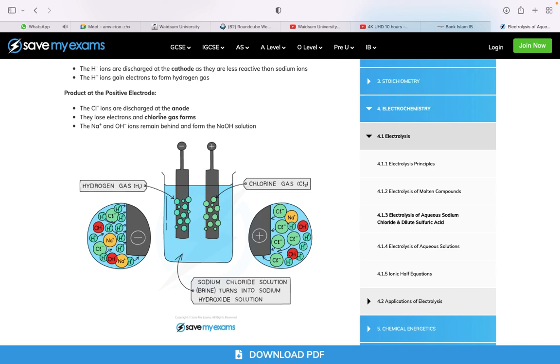This chlorine ion, they are discharged at the anode. They are discharged, they are displaced, okay? Then they lose electron and chlorine gas is formed. They are the one that will lose their electron to this positive anode, and then chlorine gas will be formed. Is that okay? Then at the other side, you have what we call sodium ion and OH ions. They will remain behind, right? And then they will form sodium hydroxide solution.